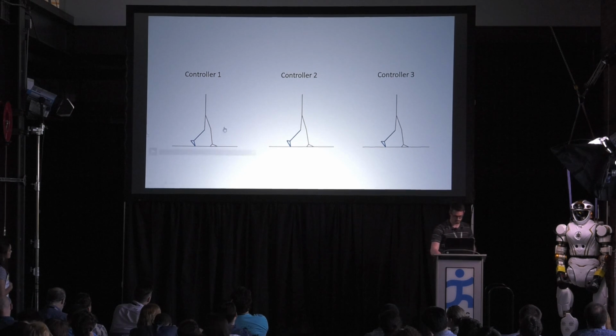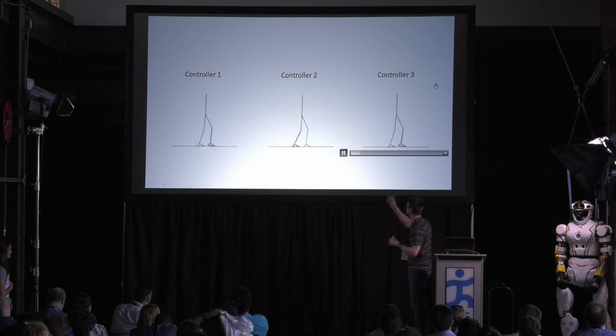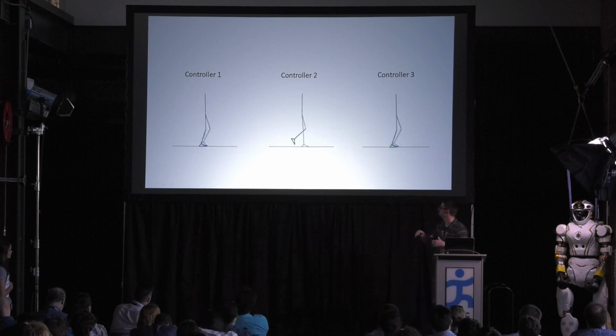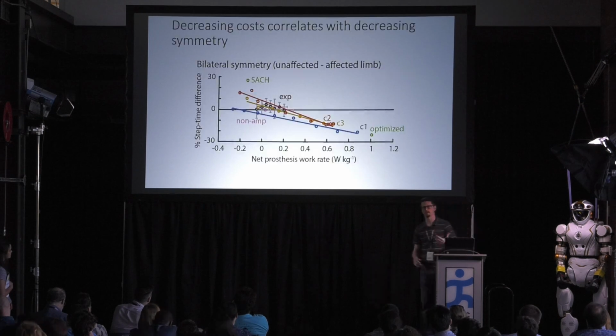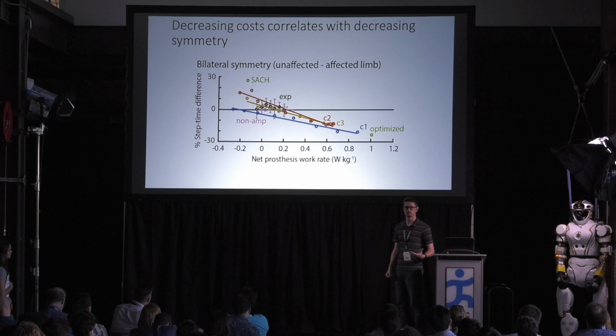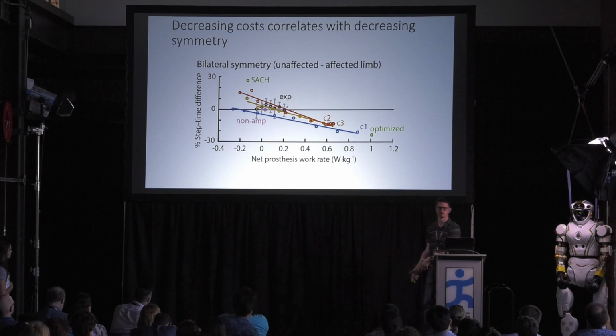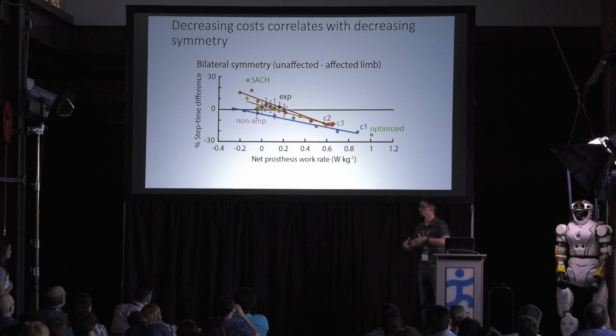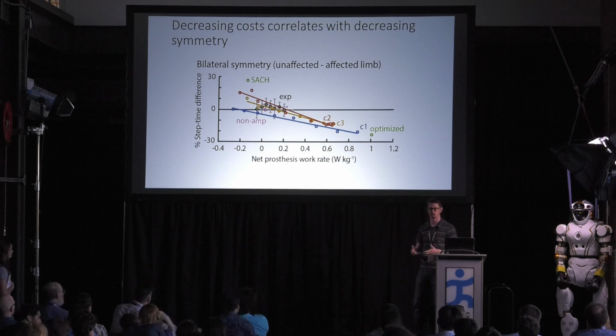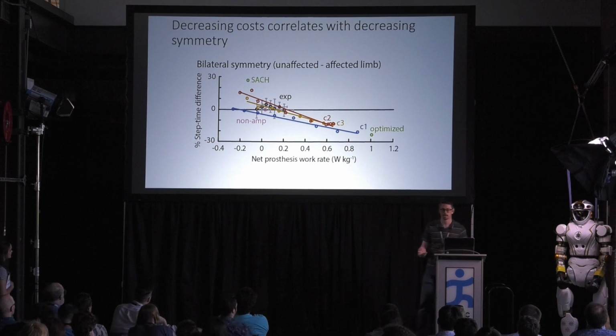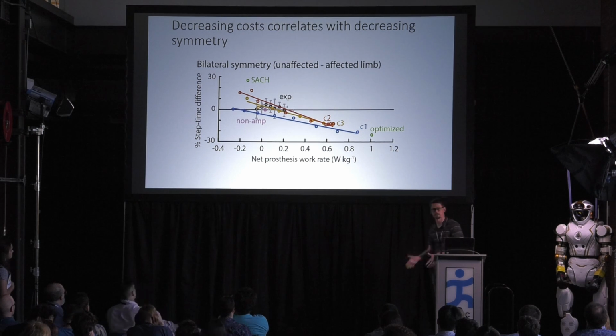Well, we can look at some of the animations that come with each of these controllers. This is just a select level of work for each one of them. And it may be a little bit more difficult to see just from the animation itself, but all of these gaits are asymmetric. And they're asymmetric in that they favor the affected side. The person is spending more time on their prosthesis in order to make use of that free work. But again, we don't see that in an experiment. In experiment, we see relatively symmetric gaits, or we see them favoring the unaffected side.